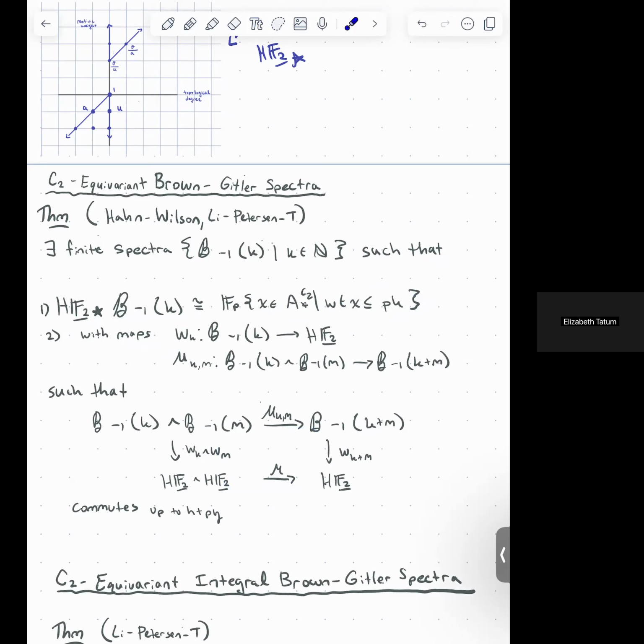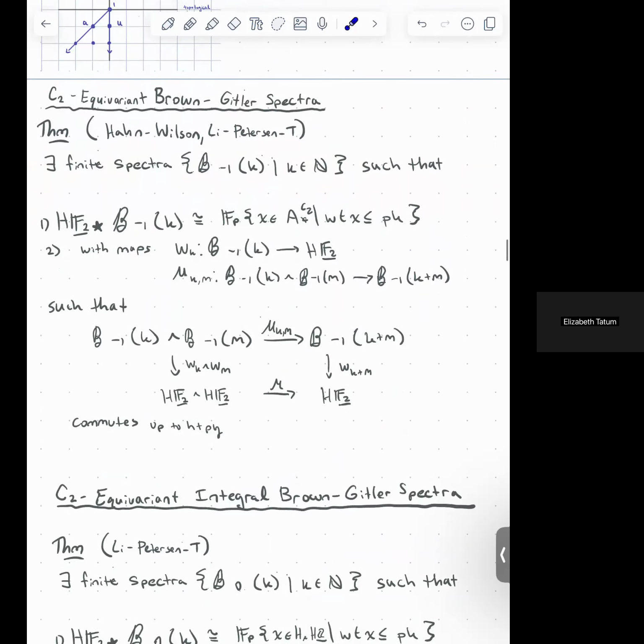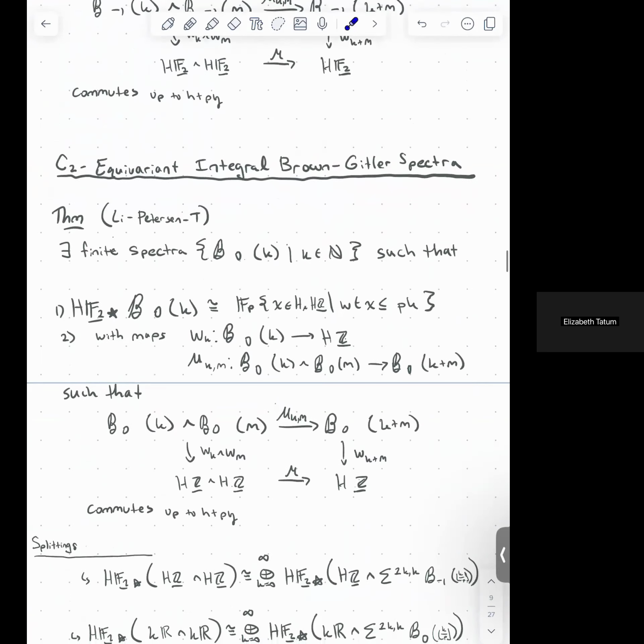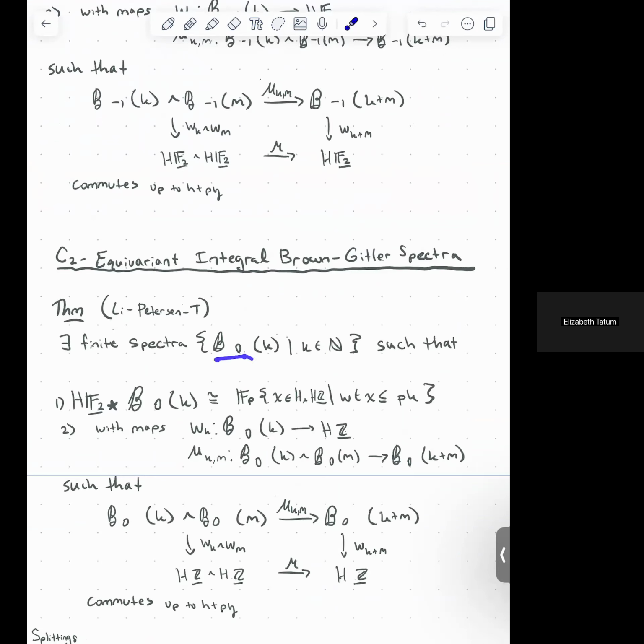So that's the mod P Brown-Gitler spectra. Then there's also C2 equivariant integral Brown-Gitler spectra. And again, these are finite spectra with the property that their homology consists of monomials in the homology of this integral Eilenberg-MacLane spectrum that have weight at most pk, and they're going to come along with these pairing maps that we would hope for. So far, things go as you would hope for them to.